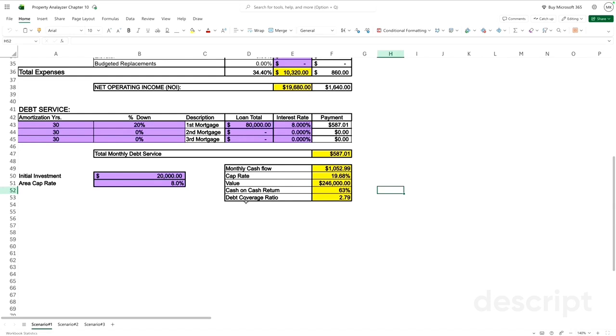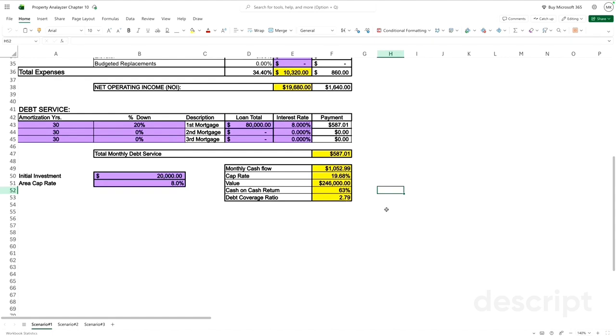Now, the last one was called debt coverage ratio. Now, this is not for you, but this is for the lender, but it's extremely important for you to know. Debt coverage ratio, aka DSCR for short, tells you whether the property can comfortably pay off the mortgage. So for this example, 2.79 means that the property is making almost 3 times the money that it needs to pay the mortgage. So your property is not struggling to pay the mortgage because it's generating enough income to generate cash flow and pay off the mortgage comfortably.